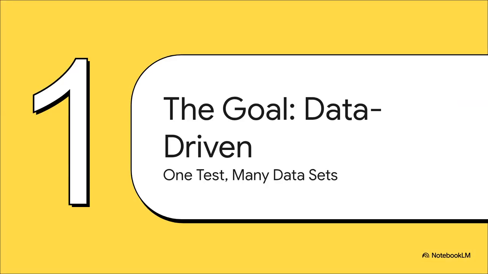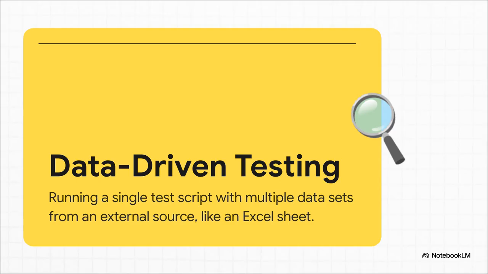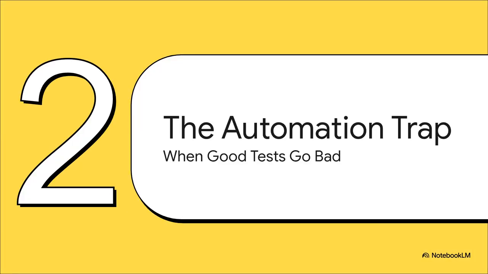First things first, let's get on the same page about what we mean by data-driven testing. So what is it really? Well, the big idea is super simple. Imagine you need to test your app with like 100 different user accounts. Are you going to write 100 different tests? No way. With data-driven testing, you write one test script, and then you feed it data from an external source, like a simple Excel sheet. That one script will then just loop through every single row of data, testing everything automatically. It's incredibly powerful. But, and this is a big but, this power comes with a catch.